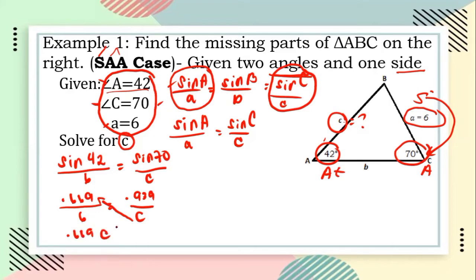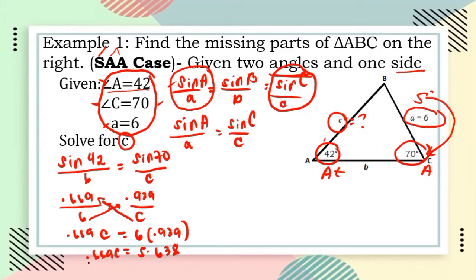Therefore, it is 0.669 C equals, cross multiply 6 here, so it is 6 times 0.939. Let's multiply 6 and 0.939. The answer is 5.638. And we have here 0.669.